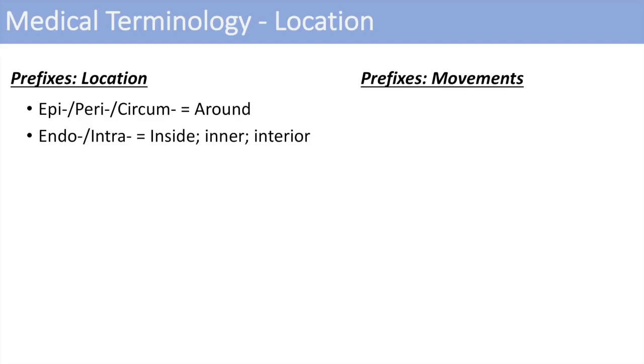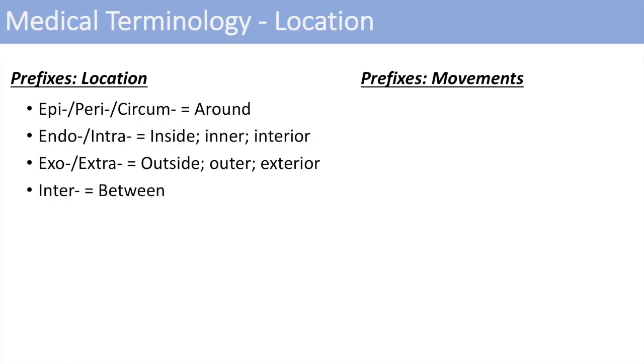The other one is endo or intra. They mean pretty much the same thing. That just means inside, inner, or interior. For these, you can think of intracellular or the endosome, for example. The opposite of those are exo and extra. These just mean outside or outer or exterior. So you can think of exocytosis or the extracellular environment.